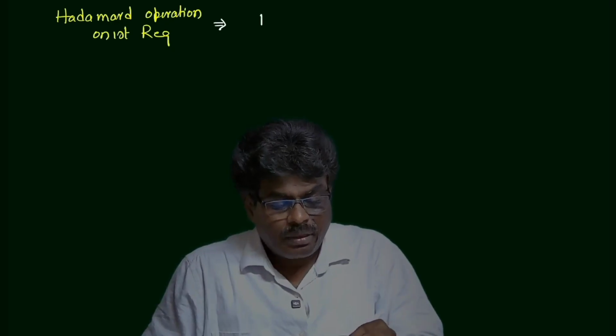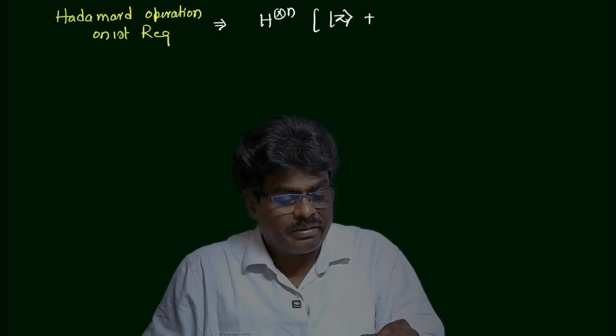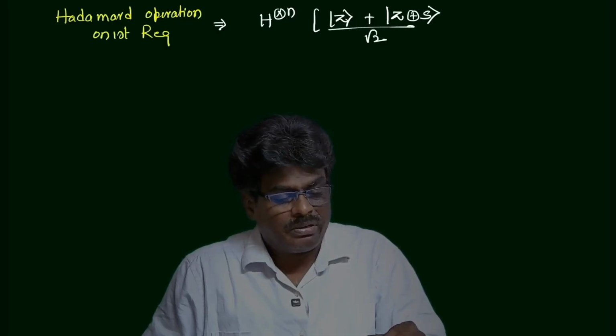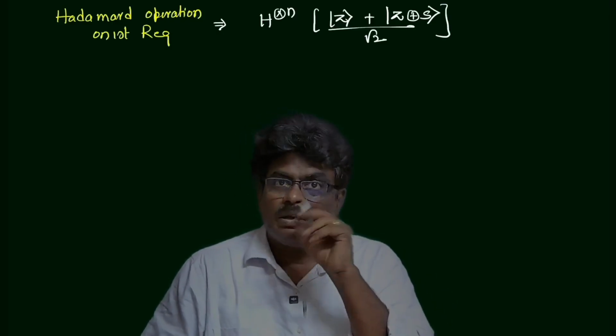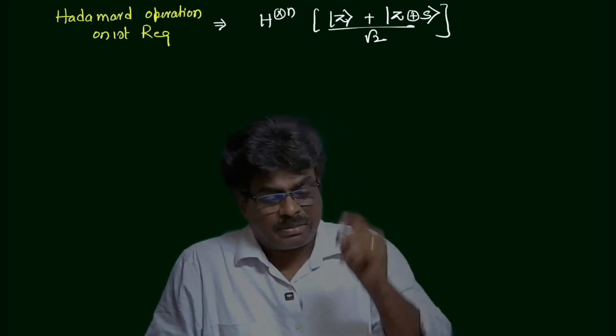Now I am taking the Hadamard operation on the first register. So this is nothing but H tensor n. Here we have the first register, (|Z> + |Z⊕S>)/root 2. You know already that parallelism, the quantum parallelism class, I have already explained.